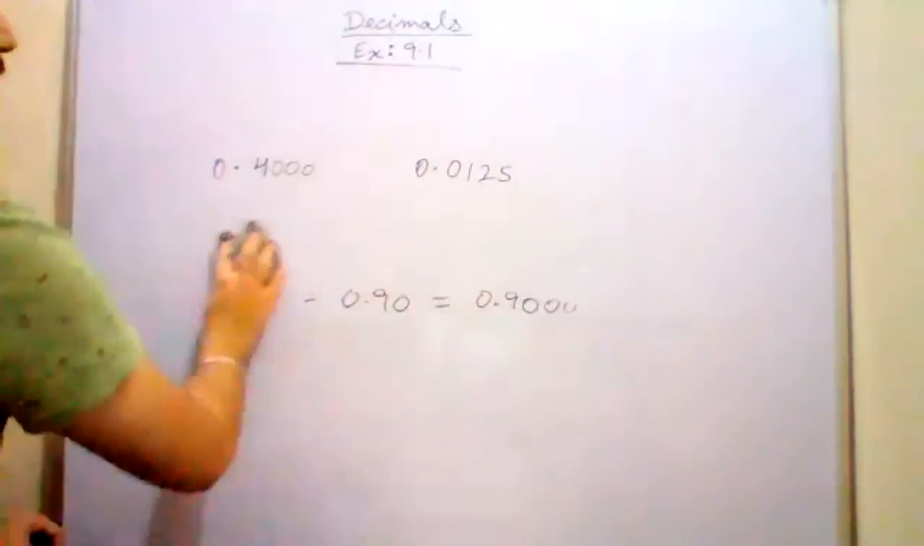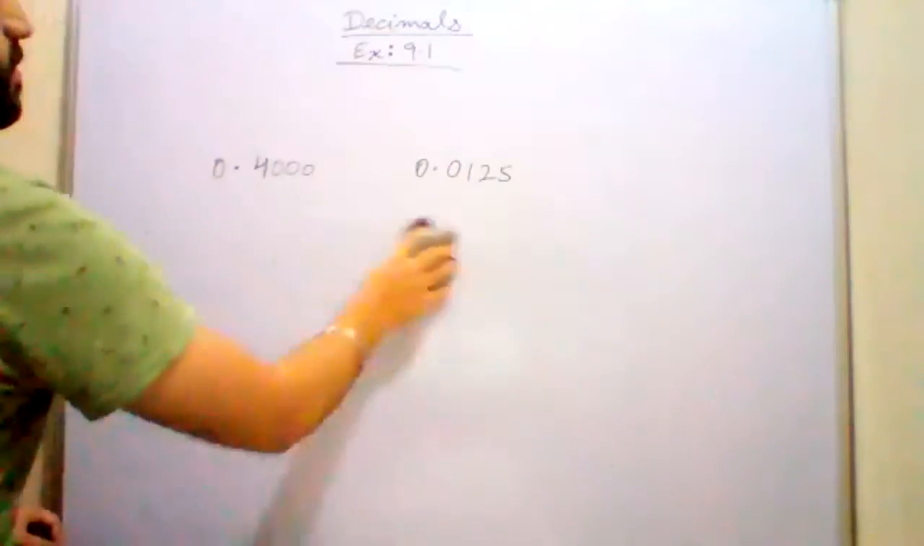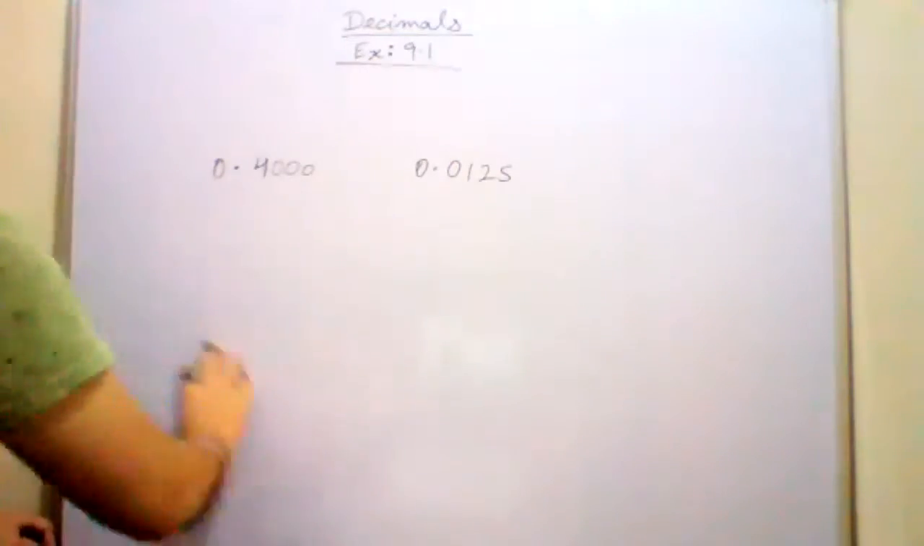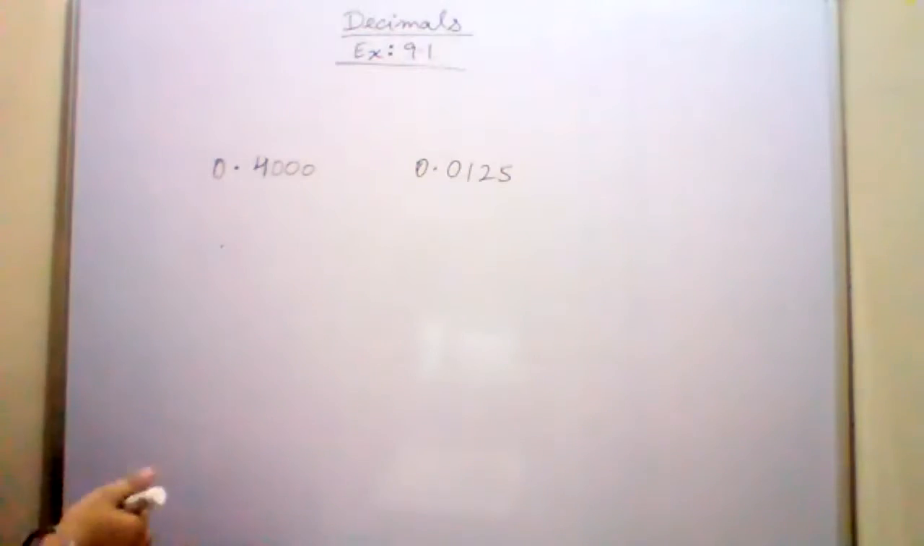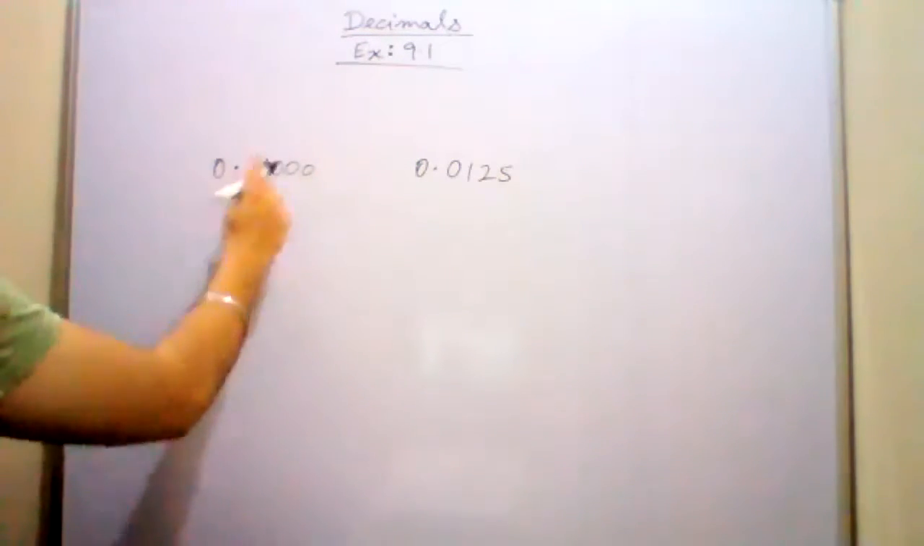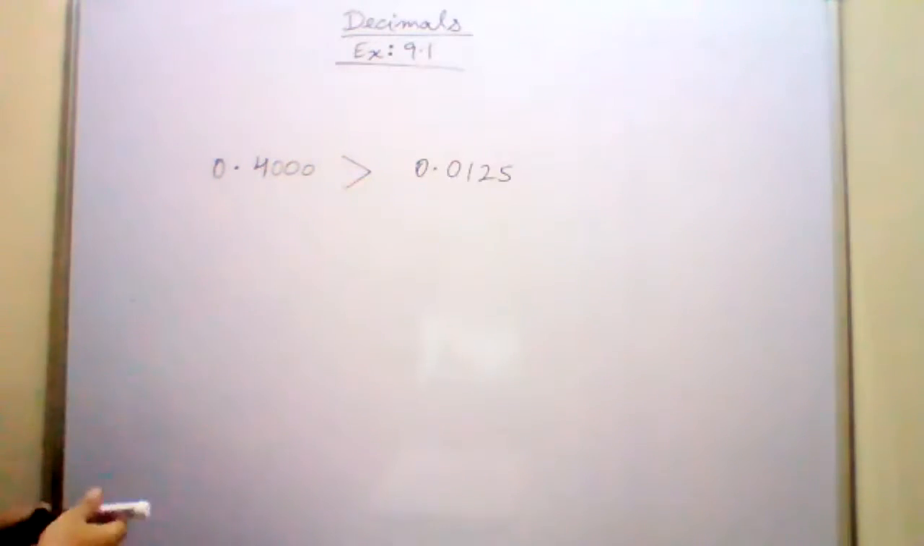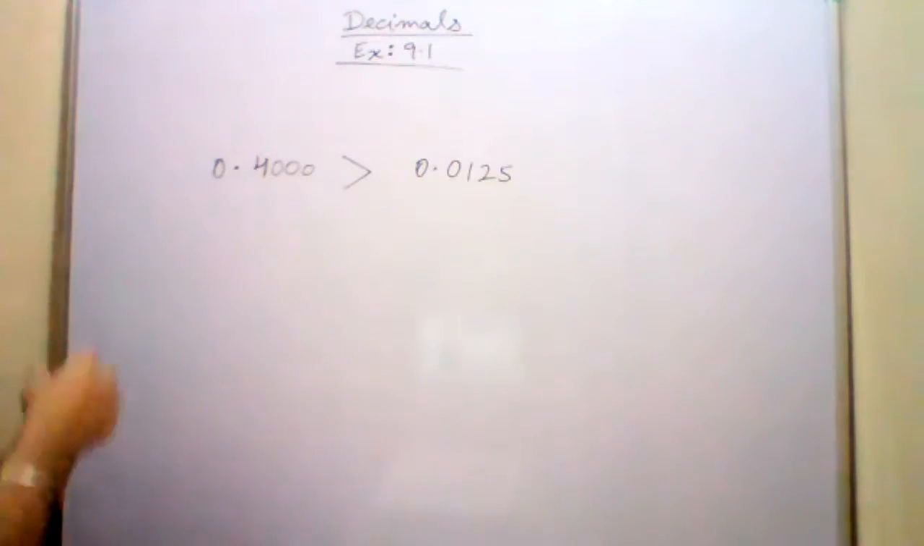Now you can easily compare the two numbers. Now you tell me which of the two is greater. Sir, 0.4. This one is greater. So that means 0.4000 is greater. The crocodile will open its mouth this side. Clear to all? Yes, sir. Okay, very good. Wonderful.